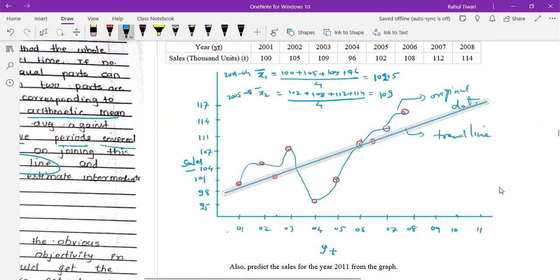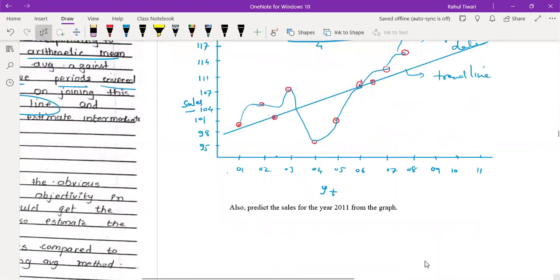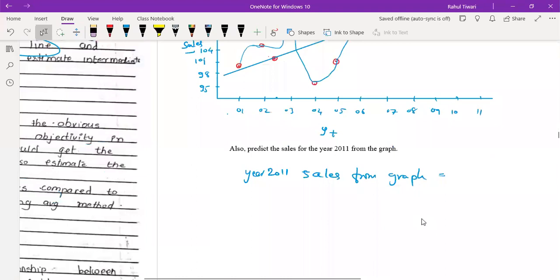Okay. And just see that particular point where it is occurring. Just make sure that you have drawn properly. And corresponding to this particular frequency, like observations, will give us, is it around 116? Like 2011 is 116. So from the graph, what is the unit given here? 1000 units. So it will be approximately 116.